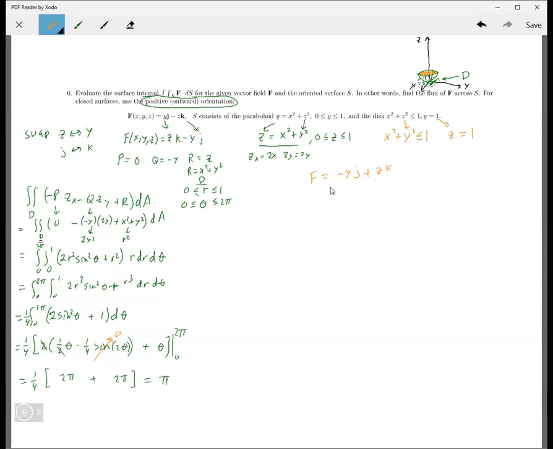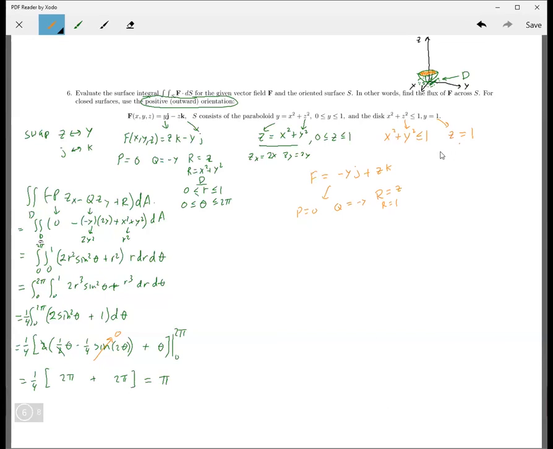Okay, so again, p is 0, q is negative y, and r is z. But z is 1, so this time r is 1. And the surface is actually z equals 1. This is the surface, and this is just where it is, okay? So the surface of the top is just z equals 1.